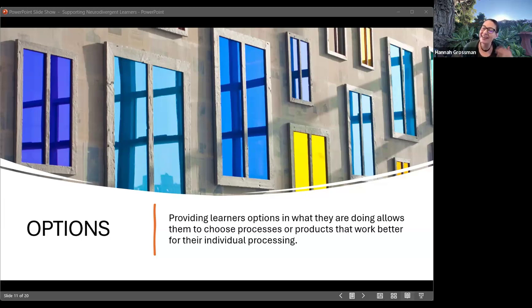By providing multiple options for how to do an assignment or multiple outcomes for what the assignment might look like, you're allowing your learners agency in choosing processes and products that work for their minds and their processing.